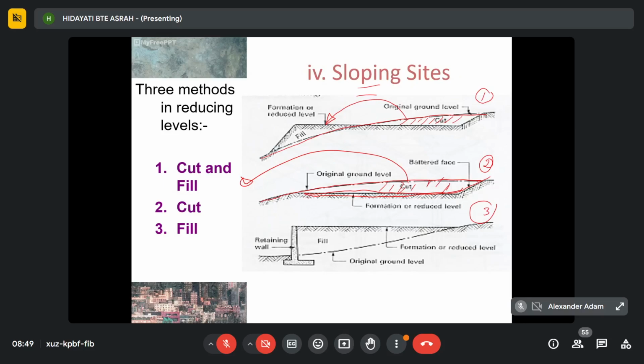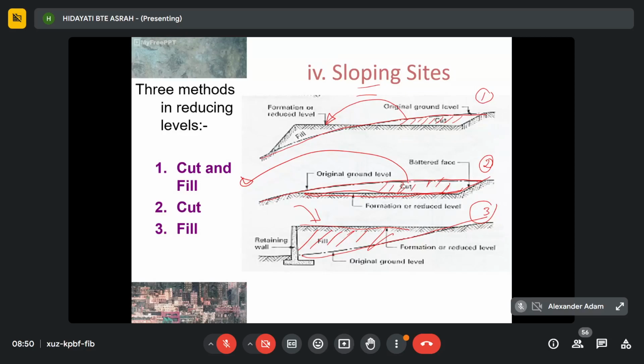Fill a hole to a desired ground level. Let's say this is the original, you want to make it uniform, then you have to fill this area. So this method is actually not very recommended. The fill area, unless a very deep foundation is needed. Okay, why? Because of the risk of settlement.